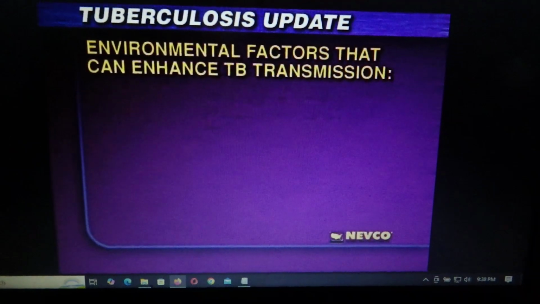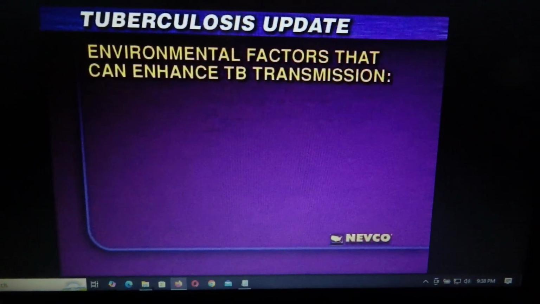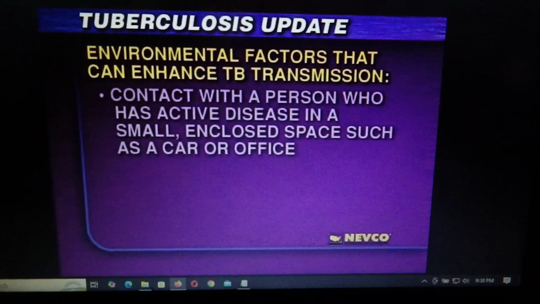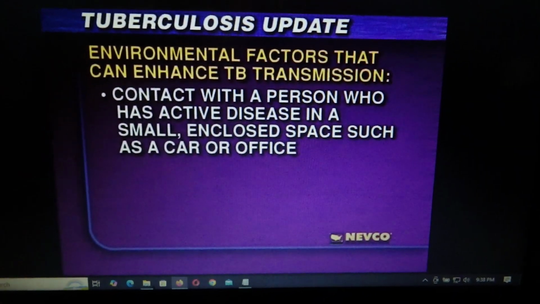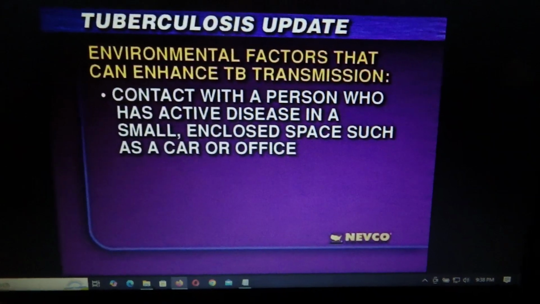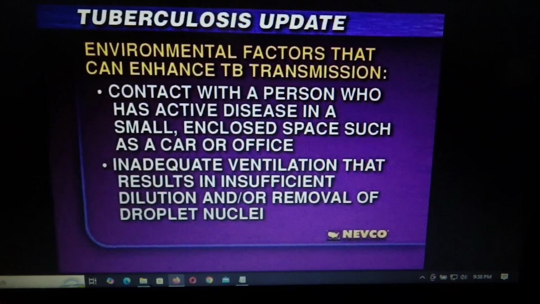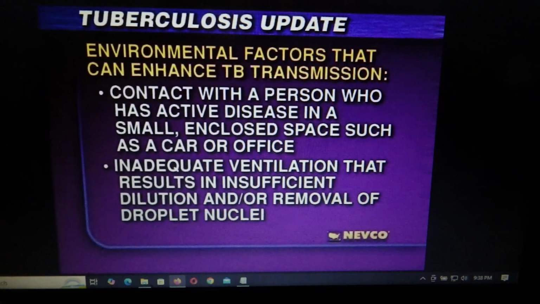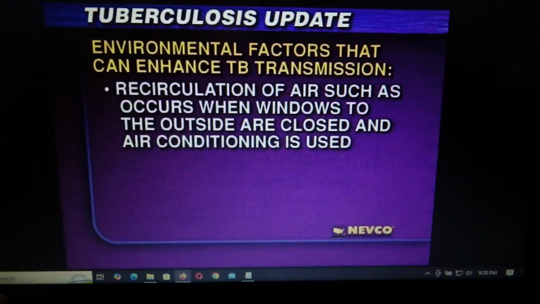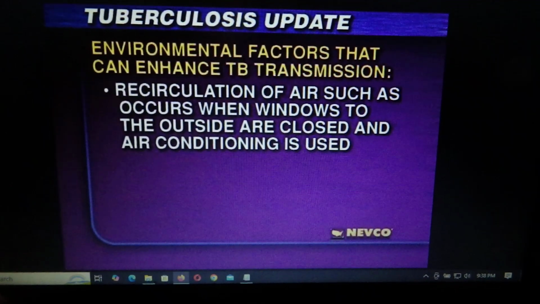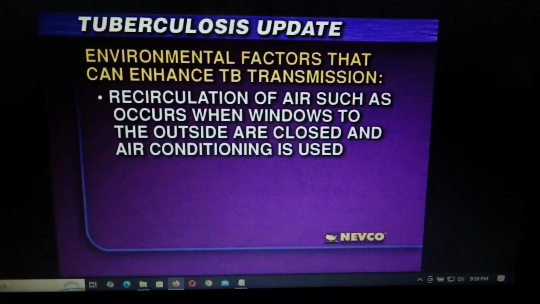There are also environmental factors that can enhance TB transmission that include contact with a person who has active disease in a small enclosed space such as a car or office, inadequate ventilation that results in insufficient dilution and or removal of droplet nuclei, recirculation of air such as occurs when windows to the outside are closed and air conditioning is used.